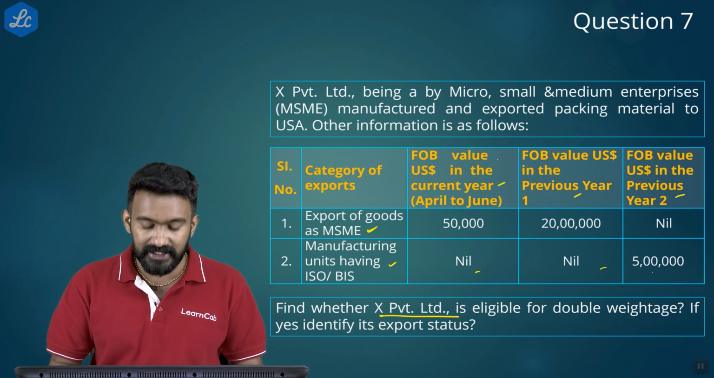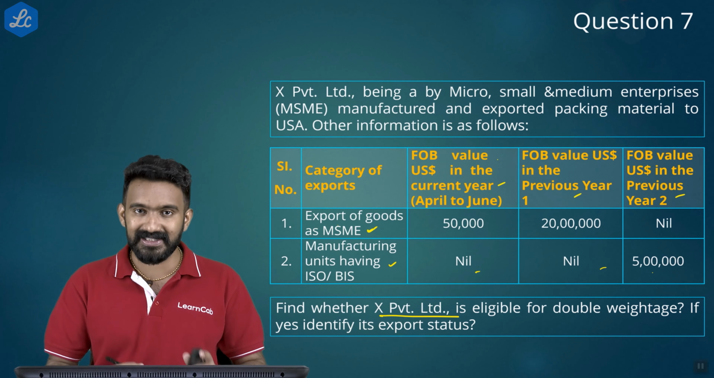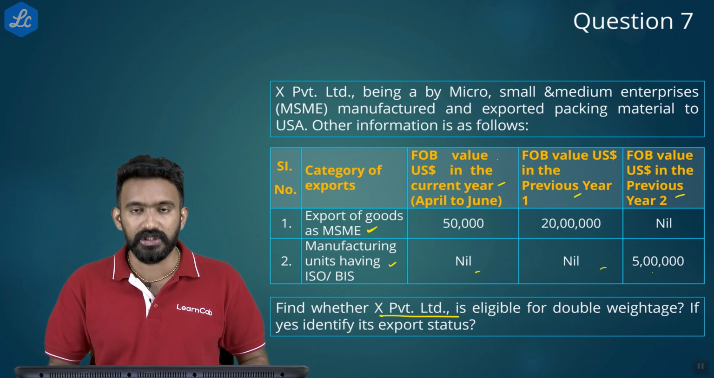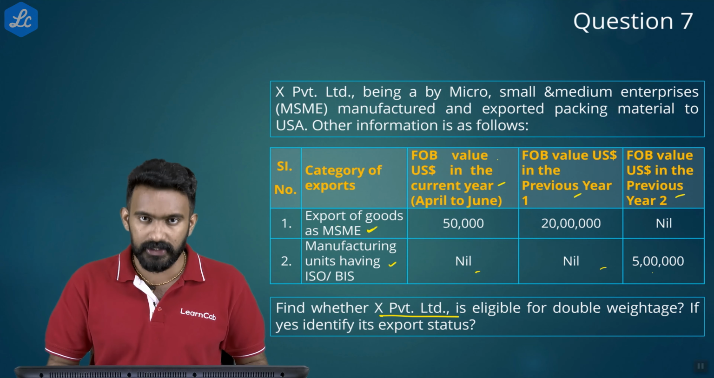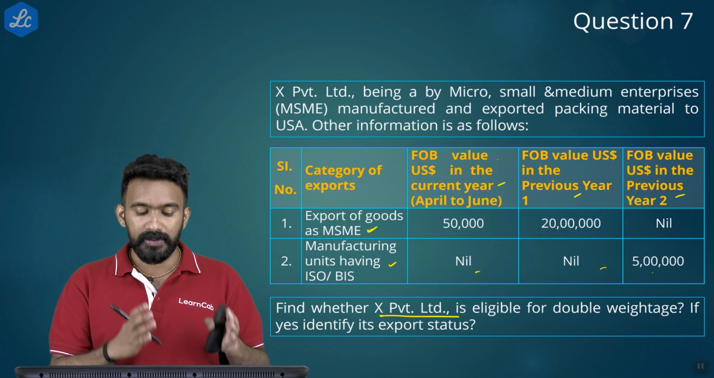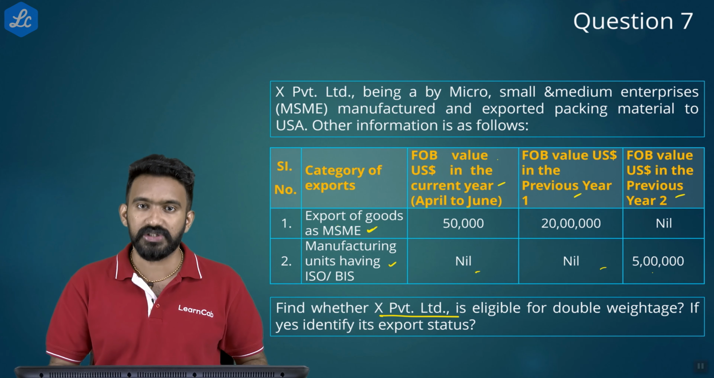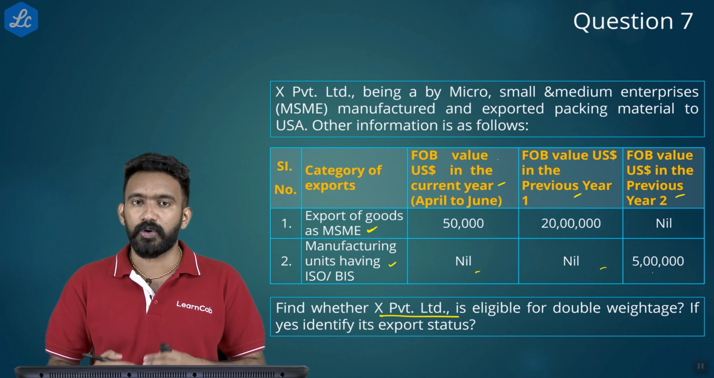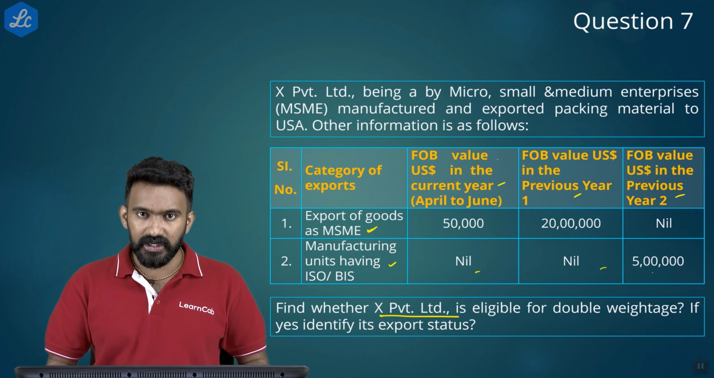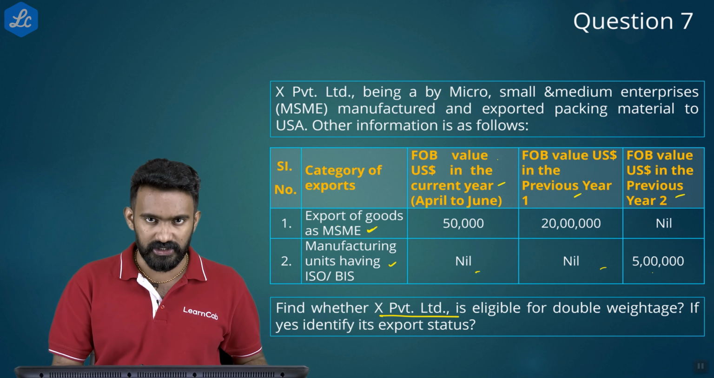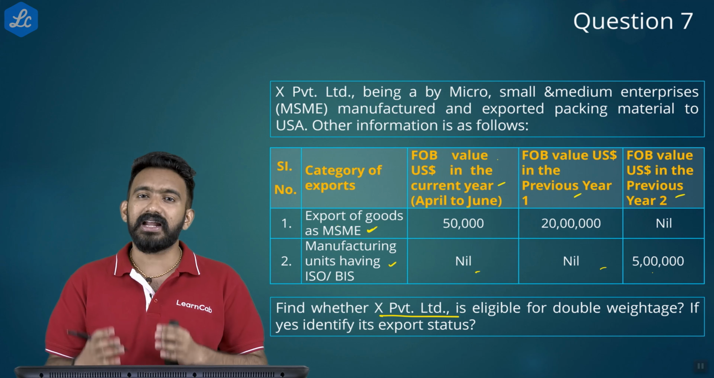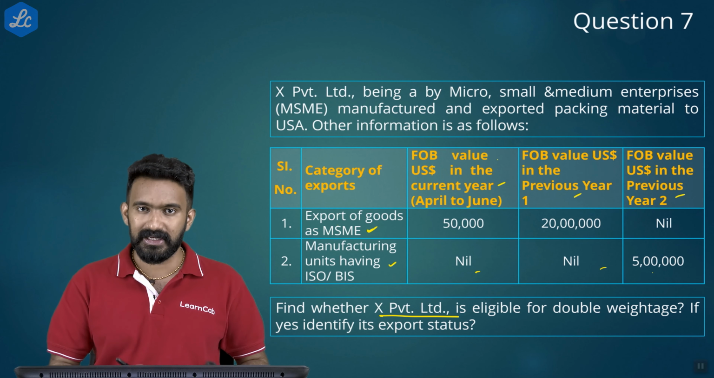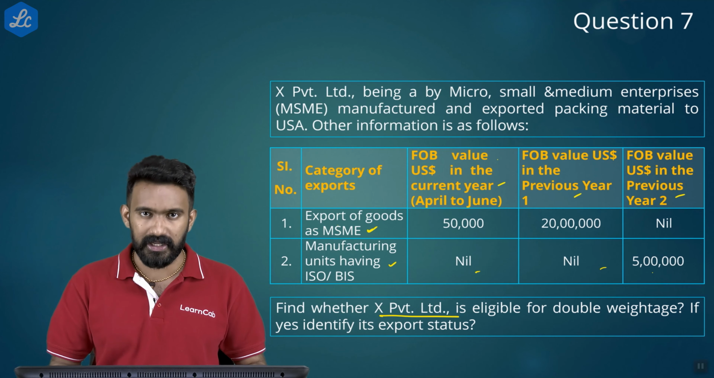If yes, identify its export status. In an ideal examination scenario, first you should write about the export performance that is required to be called a status holder. You should write that to be called a status holder, an export house needs to have the following export performance in the current year or last 3 previous years. If it is the gem and jewelry sector, the current year and last 2 previous years, and export performance should be available in at least 2 previous years out of the 4 that we are calculating.